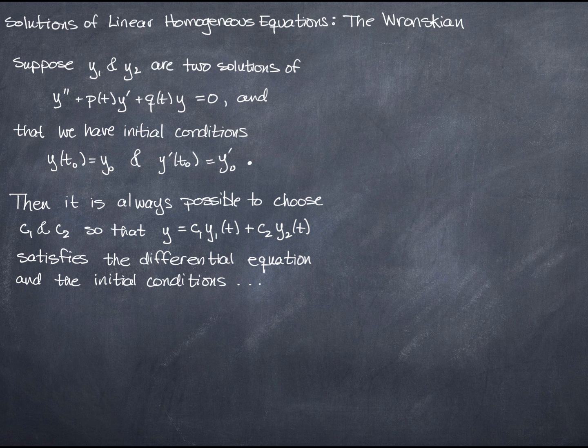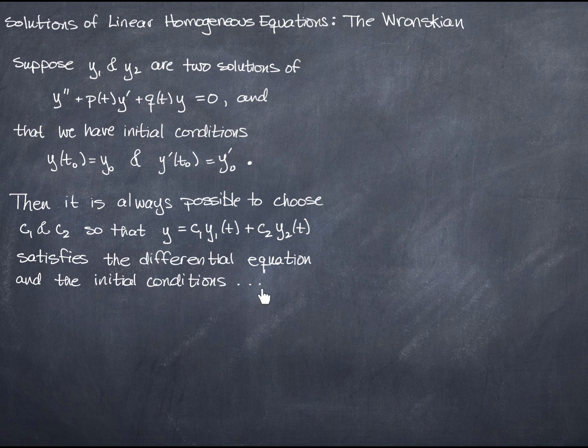If we have those three things, two solutions to this differential equation and two sets of initial conditions, then I can always find C1 and C2, these two constants here, so that this expression is also a solution to the differential equation given up here. And not only that, but it will also satisfy the initial conditions. So given two solutions to this equation and two sets of initial conditions, I can find these two constants so that this satisfies the equation and the initial conditions.